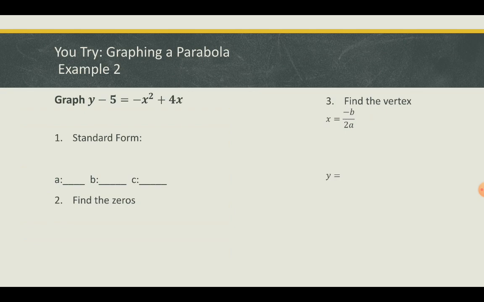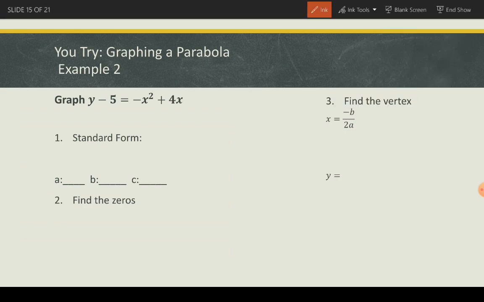Okay, so we add 5 to both sides first. So our standard form is going to be y equals, well, this cancels, negative x squared plus 4x plus 5. So our a value is negative 1, our b value is 4, and our c value is 5.